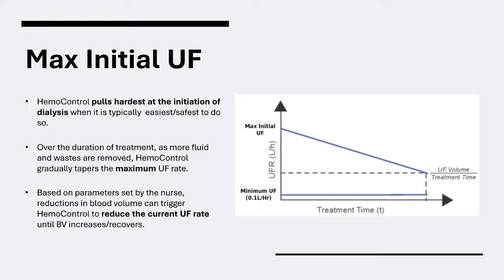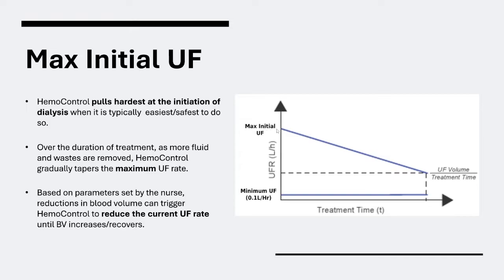With this slide, I'm actually going to show you a graphical representation of our maximum initial UF. HemoControl, as I've mentioned several times, pulls hardest at the initiation of dialysis when it's typically safest and easiest to do so. Then over the duration of treatment, as more fluid and wastes are removed, HemoControl gradually tapers the maximum UF rate. Based on the parameters set by the nurse, reductions in blood volume will trigger HemoControl to reduce the current UF rate until the blood volume increases or recovers. Looking at this graph on the right, we have our UF rate on the y-axis, and then on the x-axis we have treatment time.